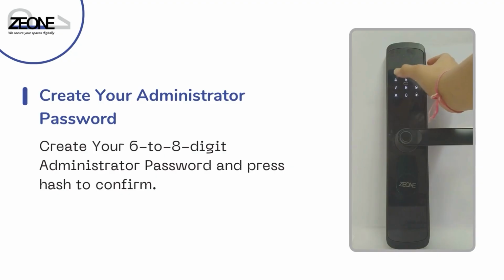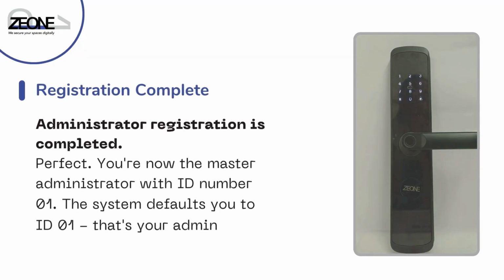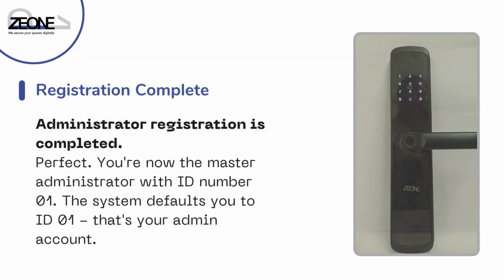Create your administrator password. Create a 6 to 8 digit administrator password and press hash to confirm. Register IC card. Register IC card or press asterisk to skip. Registration complete. Administrator registration is completed. Perfect. Now you're the master administrator with ID number 01.